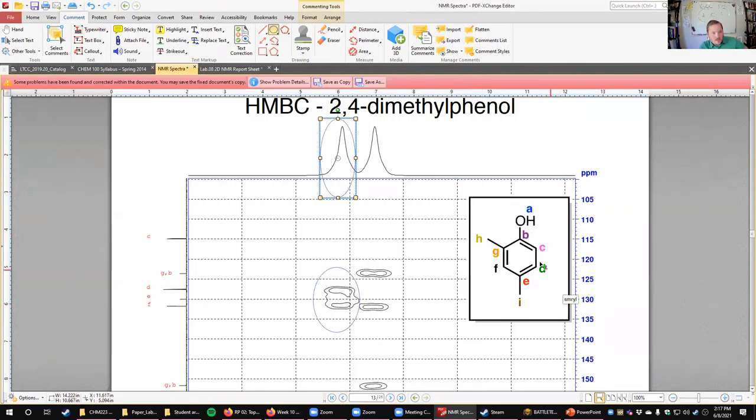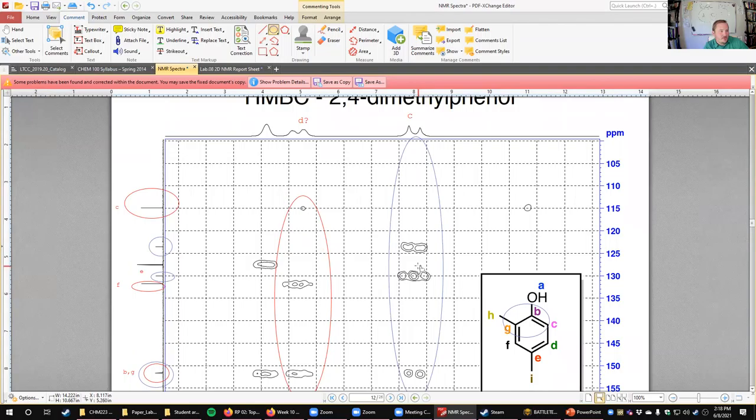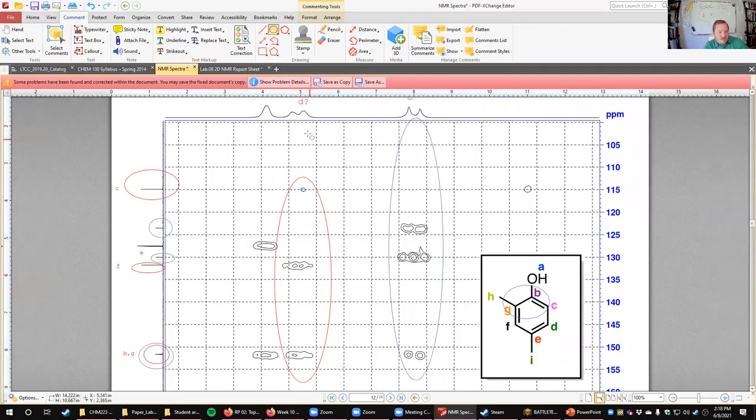So last but not least, we still have to figure out G and B. We look at our structure. G and B are going to be tricky. There's no protons associated with them. Although in theory, the proton associated with D should have a signal. If it has a signal that fits either G or B, it has to be B because G cannot show up in the same signal as D, which cannot show up coupled to D.